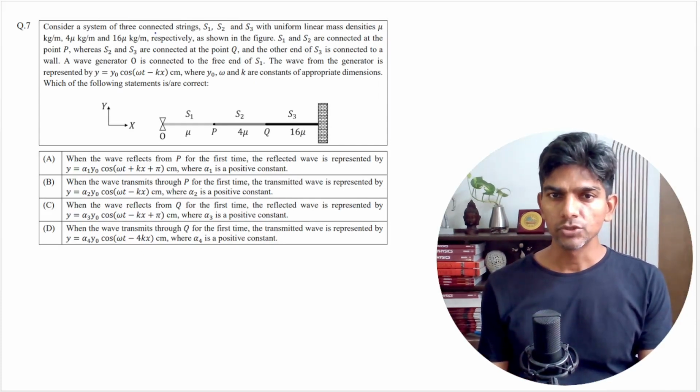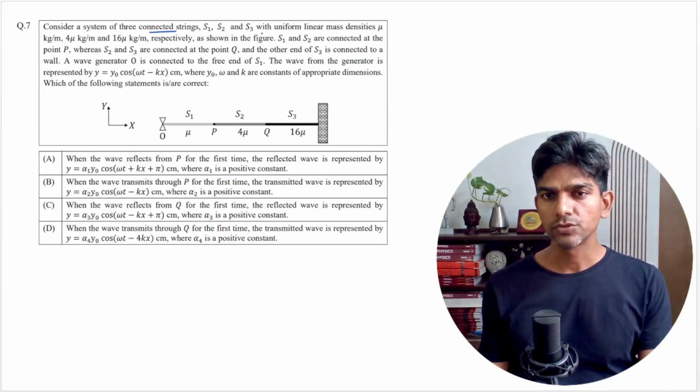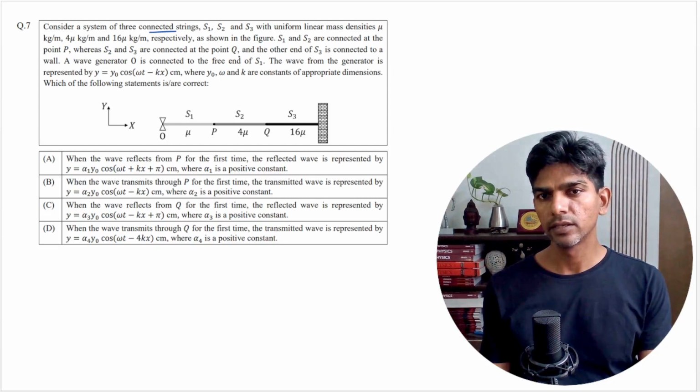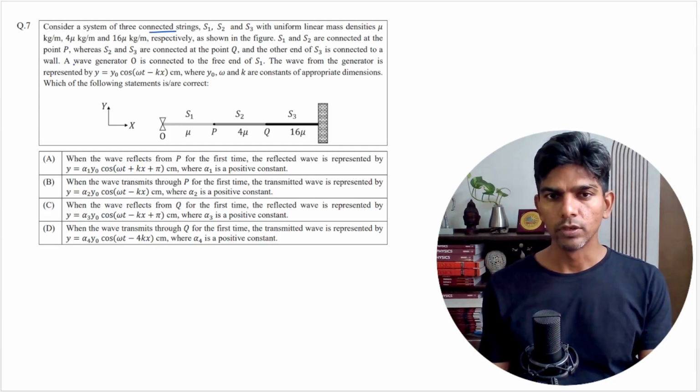So consider a system of 3 connected strings S1, S2 and S3 with uniform linear mass density mu, 4 mu and 16 mu in SI units respectively as shown in the figure. S1 and S2 are connected at point P, whereas S2 and S3 are connected at the point Q, and the other end of S3 is connected to a wall. A wave generator O is connected to the free end of S1.